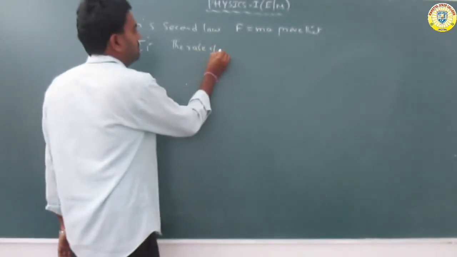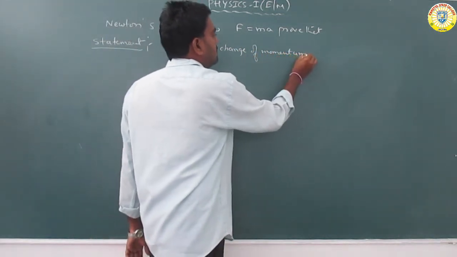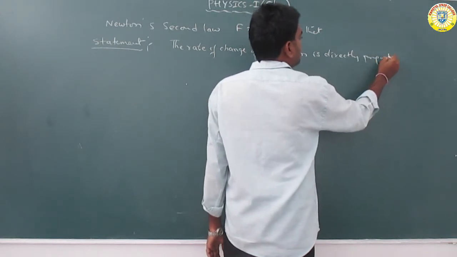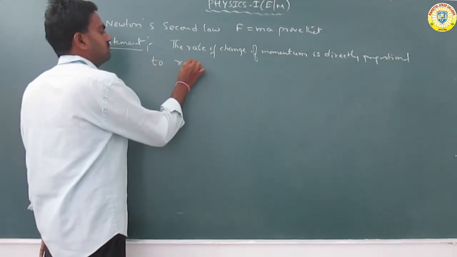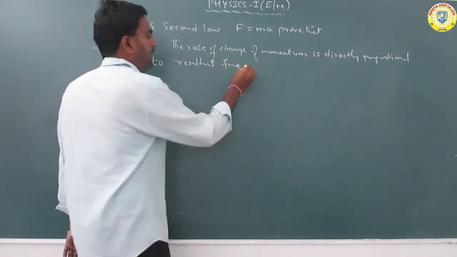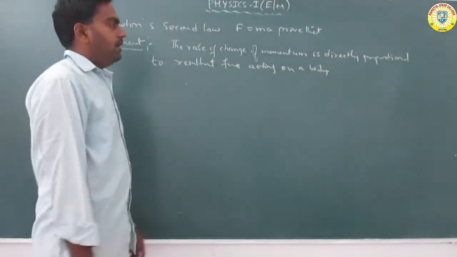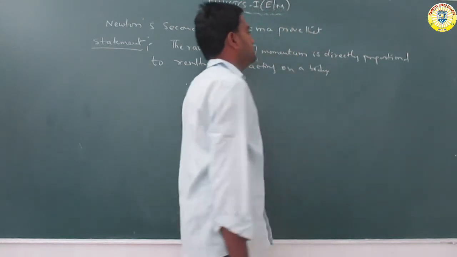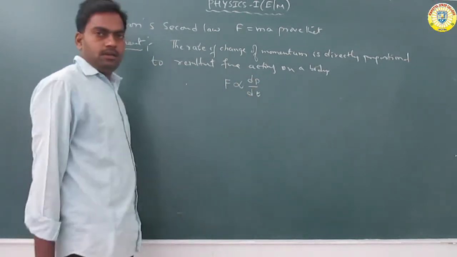The rate of change of momentum is directly proportional to the resultant force acting on a body, along the applied force. Written in mathematical form, F is directly proportional to dp by dt. So what is dp? dp is nothing but momentum.